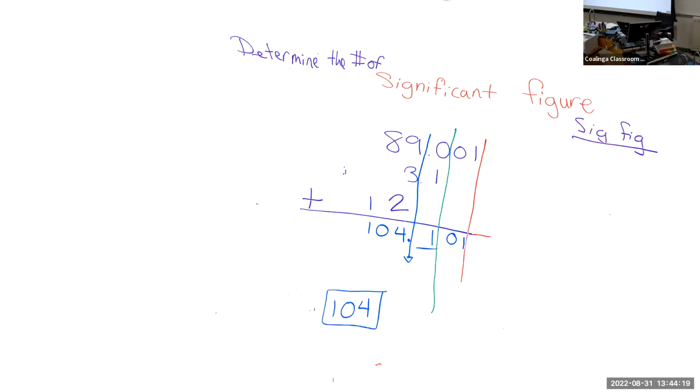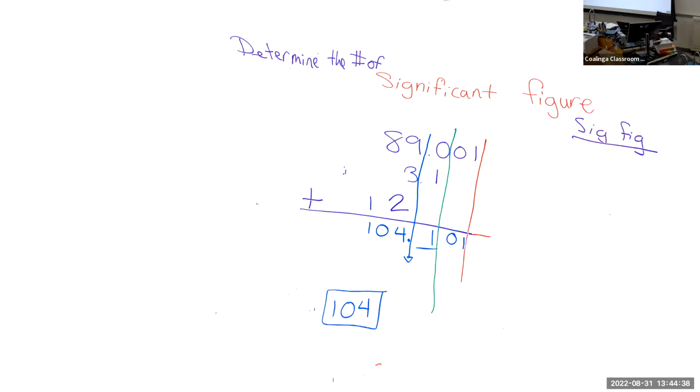Okay, so let's try another one. Hey, Dr. Henry, if the equation has a decimal in it, in your answer, do you have to have a decimal in it as well? No, in this case, you wouldn't because it would still be three significant figures. You could put a decimal there, it would still be three significant figures.